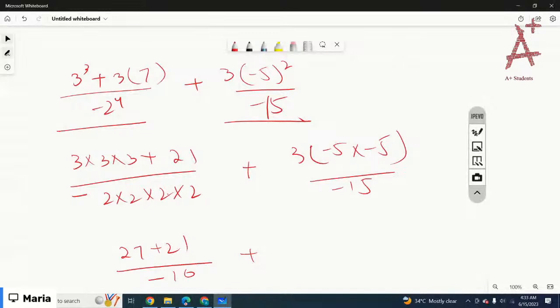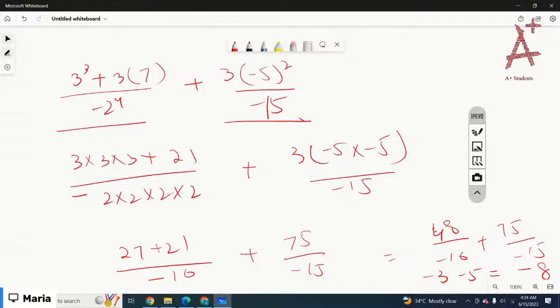Negative 5 times negative 5 is positive 25 and 25 times 3 is 75 over negative 15. Got it? Okay. So it would be 48 over negative 16 plus 75 over negative 15. So 48 divided by 16 is 3, so you are left with negative 3, and 75 divided by 15 is negative 5. Got it? So you are adding two negative numbers. It would be negative 8. So the answer for this question is negative 8. Got it?